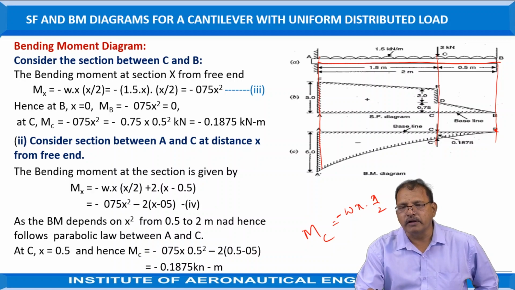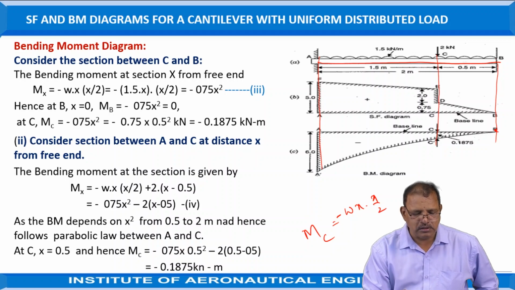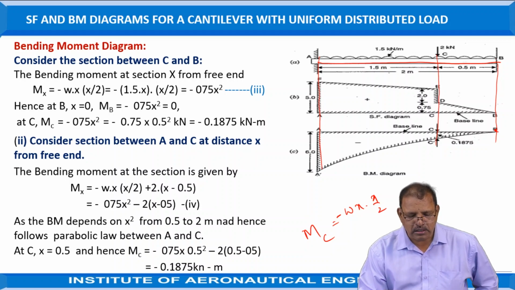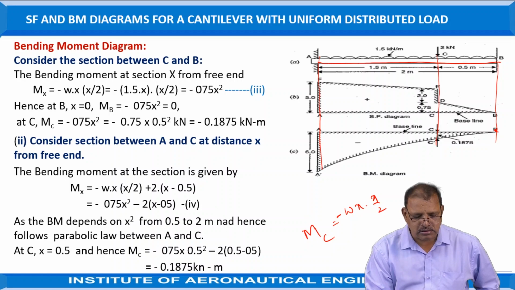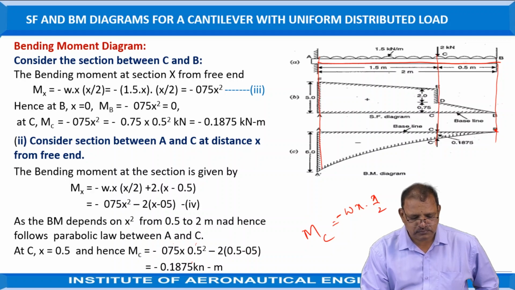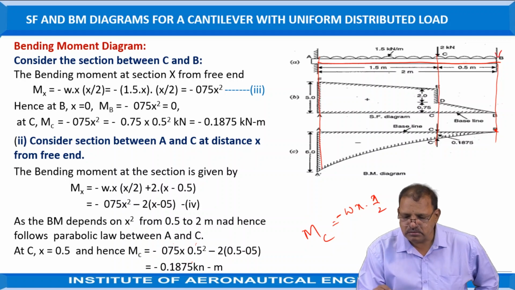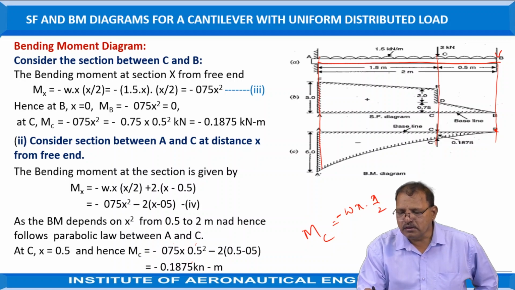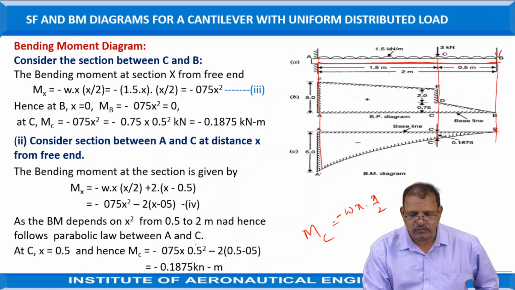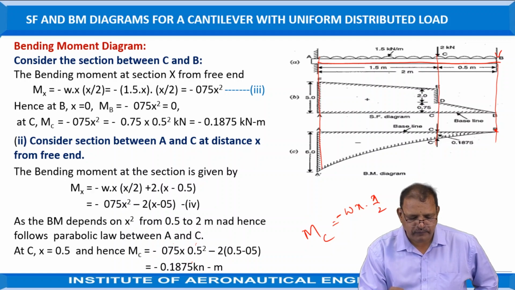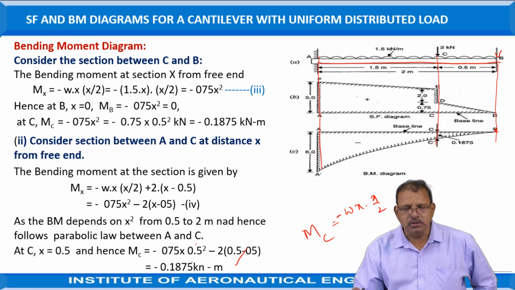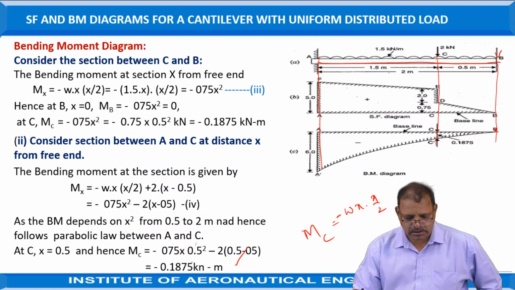When X is equal to 0.5 and W is equal to 1.5, the bending moment at C is taken as 0.75 into 0.5 whole square. And the point load is also acting in the downward direction here. That means it is equal to the sum of 0.75 into 0.5 whole square and 2 into 0.5, which is given. So in total it now becomes 0.1875 kilonewton meter.